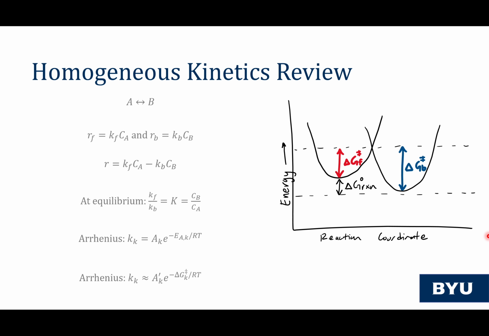We can also write out the reaction coefficients with the Arrhenius expression, where we have a pre-exponential factor, that's the A sub k, and then we have the exponential term where we have the energy of activation, the universal gas constant, and temperature. I'll dive into the math a little bit closer, but I'll just say here that the energy of activation we can approximate as the change in Gibbs free energy to the transition state, though you'll notice that the pre-exponential factor changes when we make this assumption.